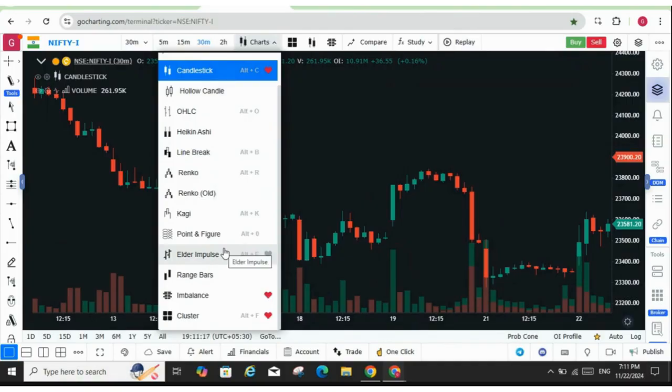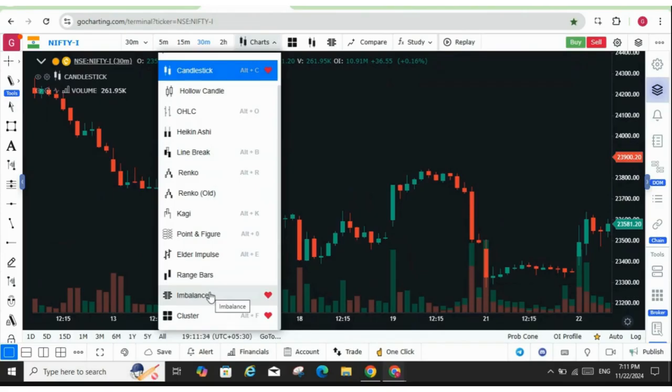Now, what I'm going to talk about is these two kinds of charts: one is imbalance and the second is cluster. So what is the difference between the two? First of all, the cluster chart is the main chart, and the imbalance chart is just one type of cluster chart.